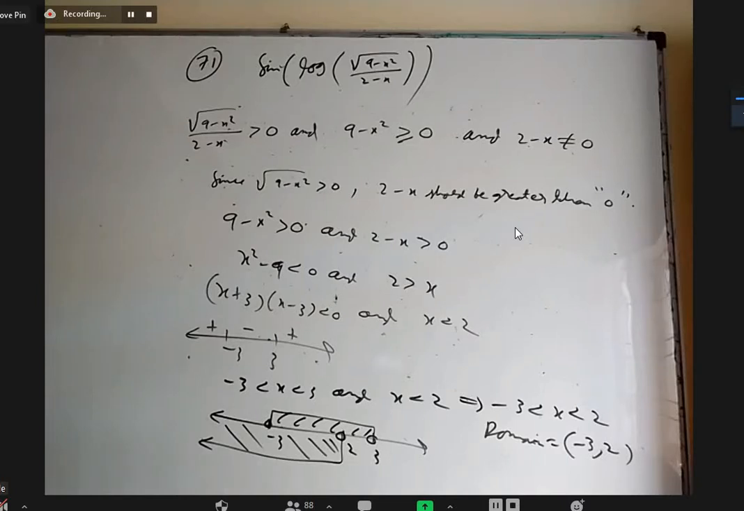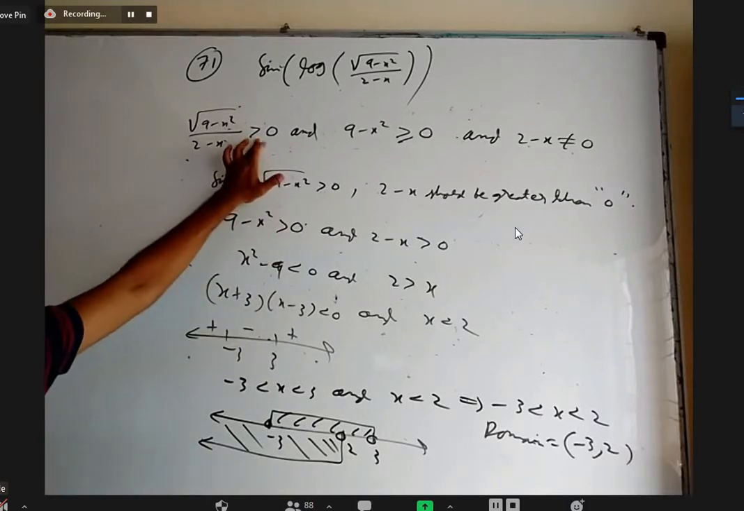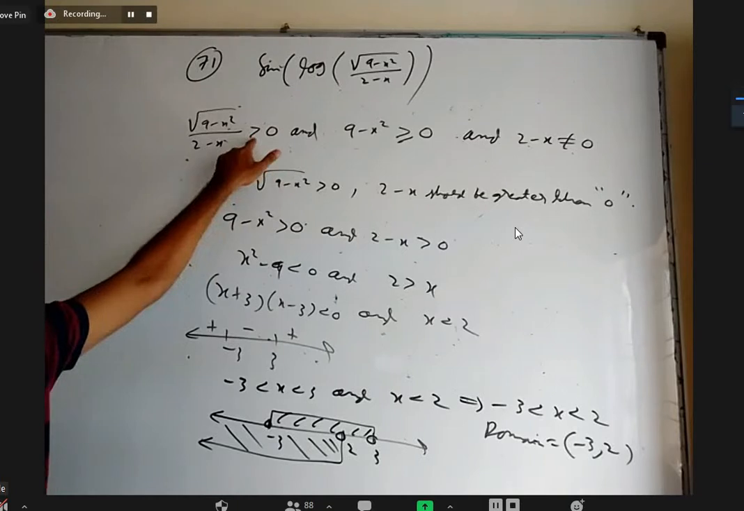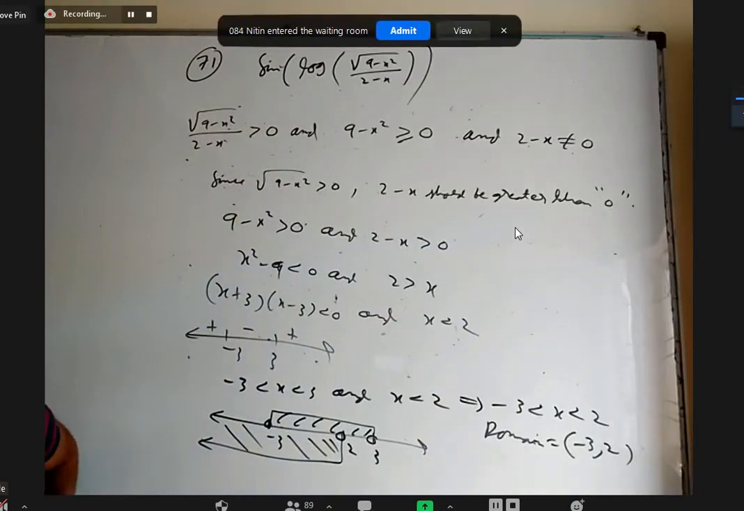Sir, why not equality for 9 minus x squared, sir? Because here we want only greater than 0. There is no equality. Not because of this, because of this. Okay, sir. Yes, sir.